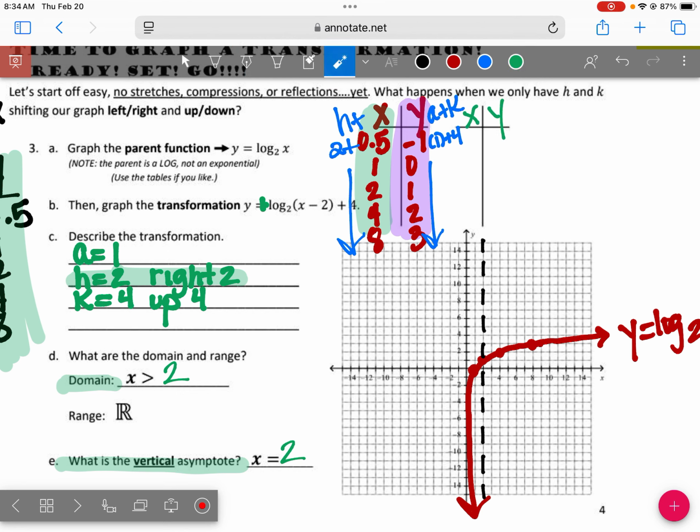So I want you to take all of these numbers, you're going to add 2. And all of these numbers, you're really just adding 4 because multiplying by 1 doesn't change anything. So take all of your X values and add 2. All of your Y values, add 4.